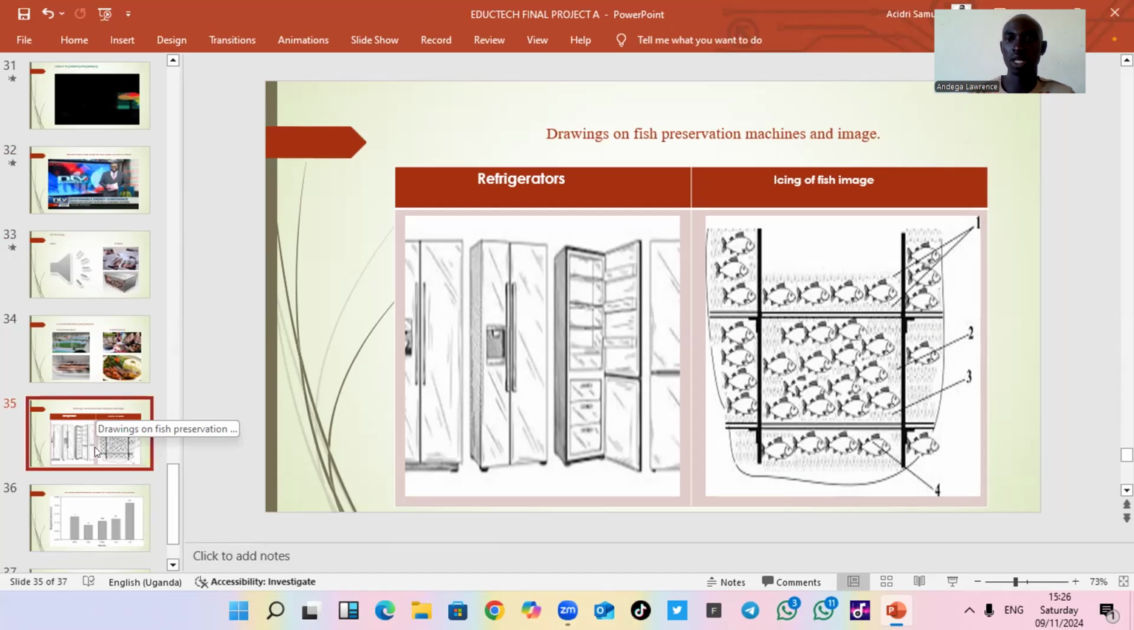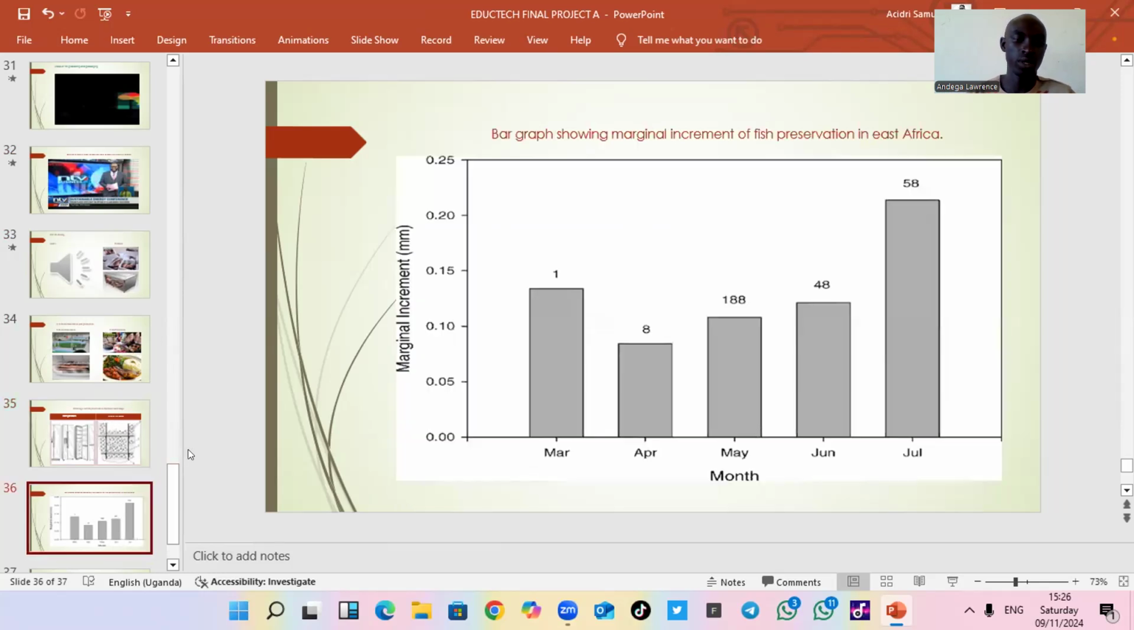And of course, when they go into the real world, they can apply it very well. And then I have also used here a bar graph showing marginal increment of fish preservation in East Africa, how fish has been preserved, especially in the different months in Uganda. And the case study here is months from March up to July.